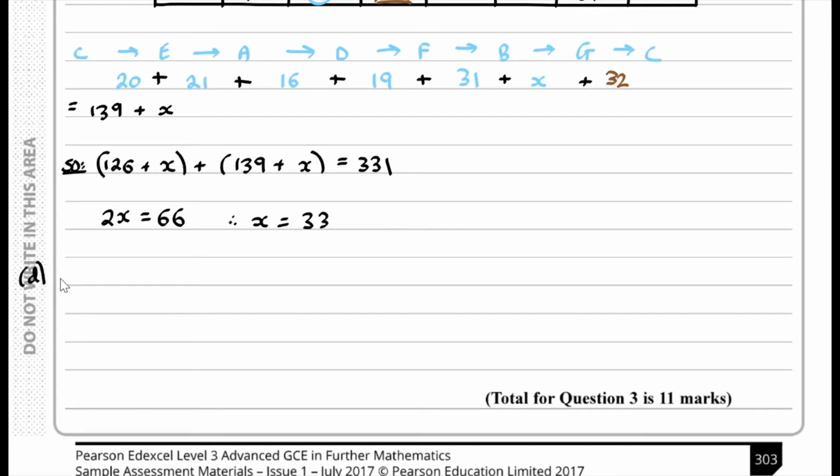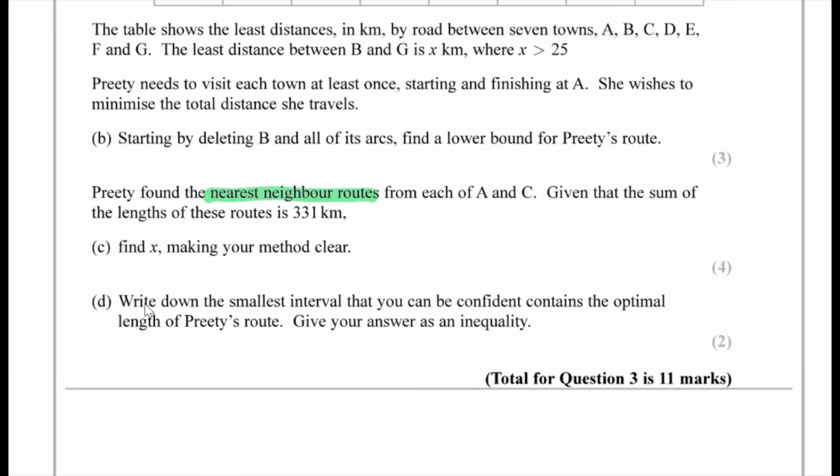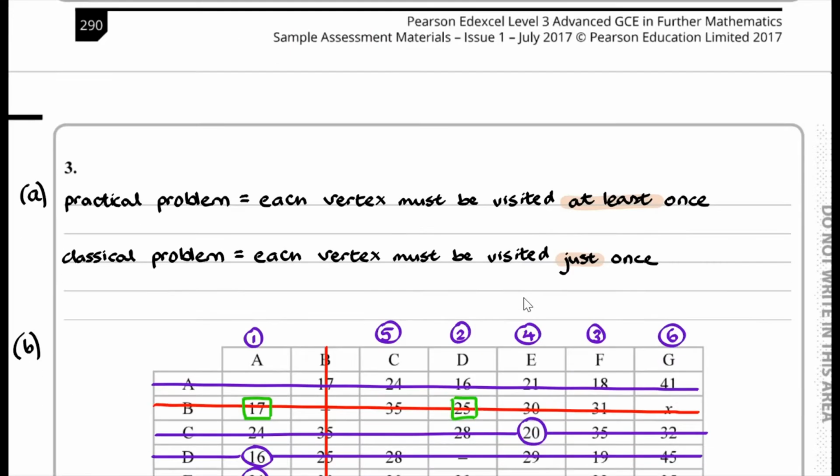And now for part D, we have to write down the smallest interval that you can be confident contains the optimal length of Pretty's route. Give your answer as an inequality. Well, for this, in terms of the interval, we have the lower bound, which is less than the optimal solution, which is less than or equal to the upper bound. We now have to find the upper bound.